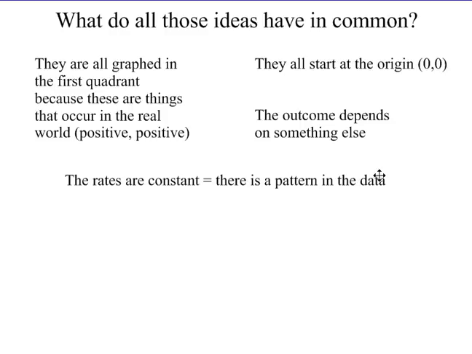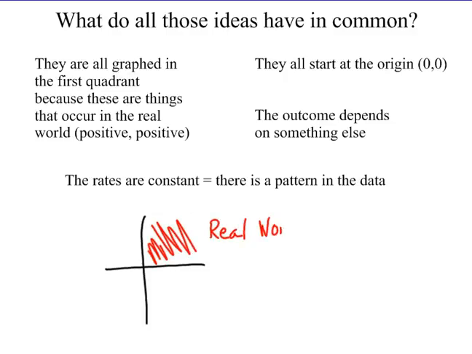These ideas I just mentioned, plus the whale. Well, they have these several things in common. First, they're all graphed in the first quadrant, because these are things that occur in the real world. What do I mean by first quadrant? We know that a coordinate plane is made up of 4 quadrants. We're talking about this quadrant here. This is where the real world is, okay? The real world exists in the first quadrant. There is no negative time, no negative distance, etc. That's why these things are graphed there.